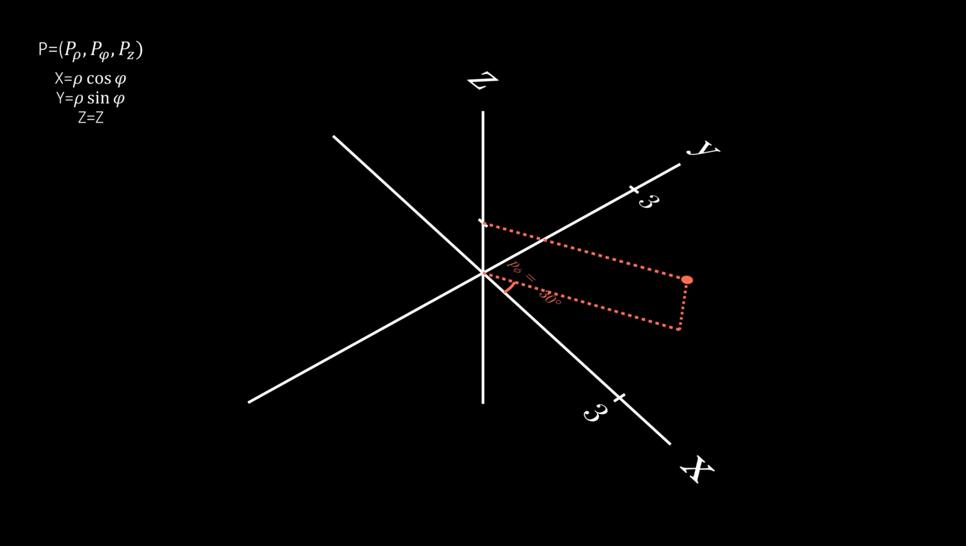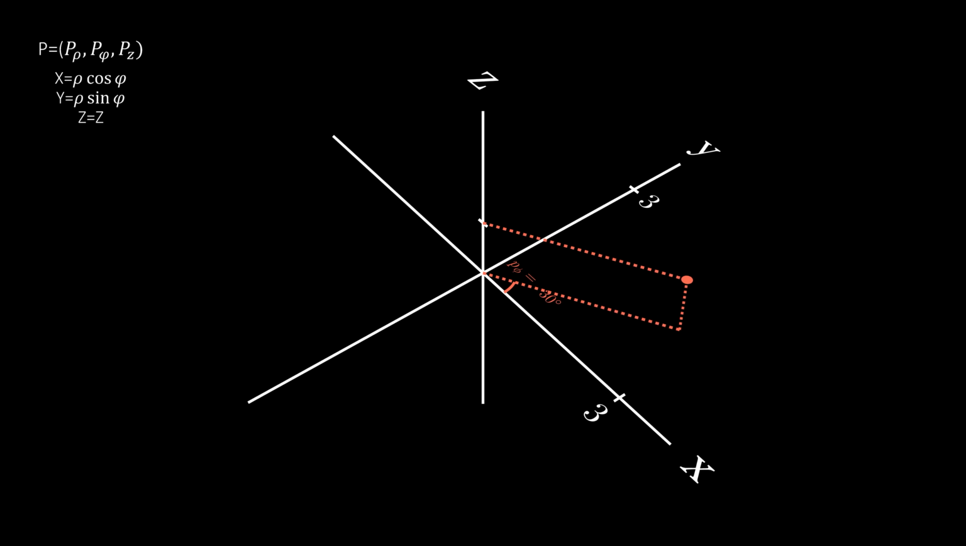And to transform a point back into cylindrical system, rho equals the square root of x squared plus y squared, phi equals the inverse tan of y divided by x, and z is still equal to z.